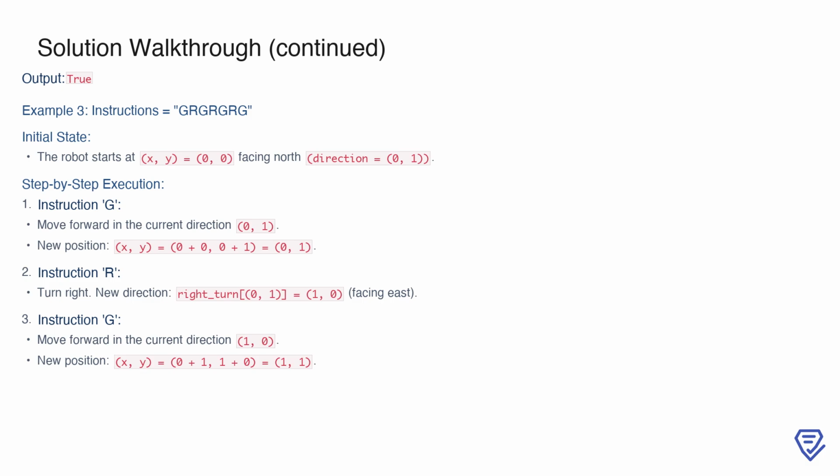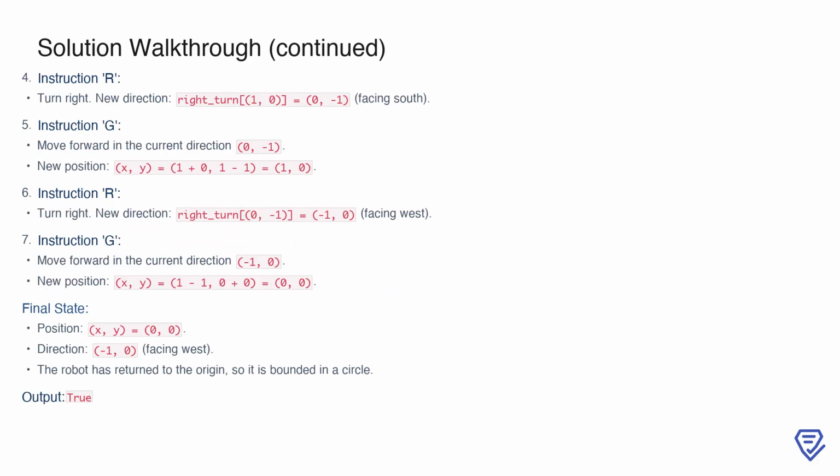Now, let's consider another set of instructions, GRGRGRG. The robot starts at (0, 0), facing north (0, 1). First, the instruction G moves it forward to (0, 1). The next instruction, R, makes the robot turn right, changing its direction from north (0, 1) to east (1, 0). Then, another G moves it forward in this new direction, updating its position to (1, 1). After reaching (1, 1), the robot encounters another R, turning right again to face south (0, -1).